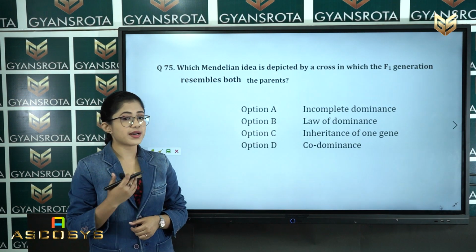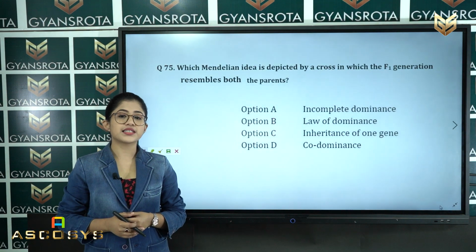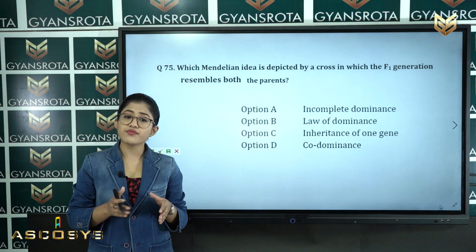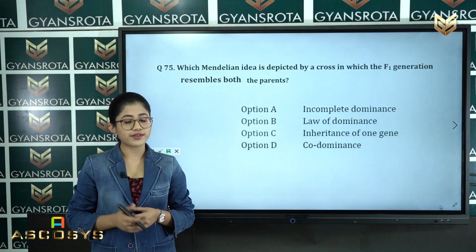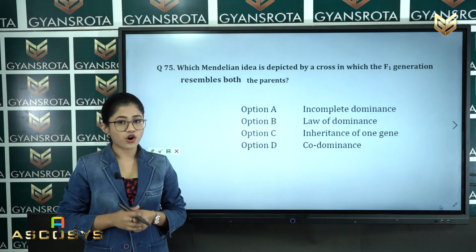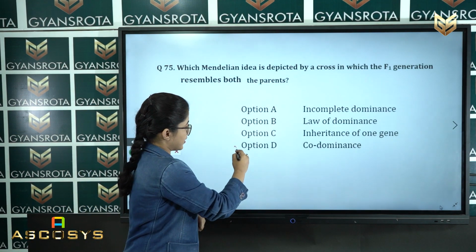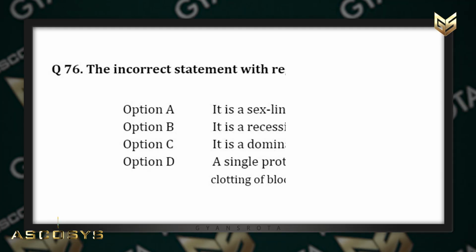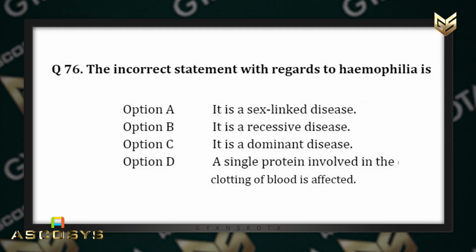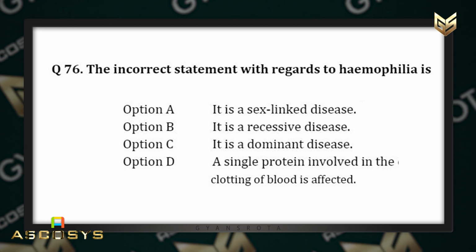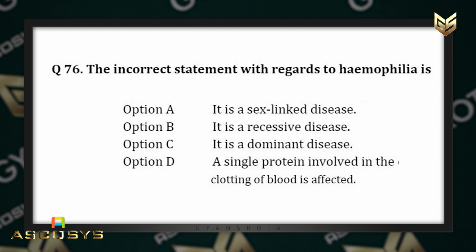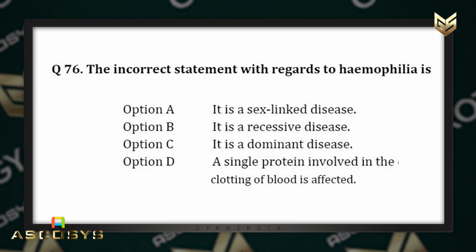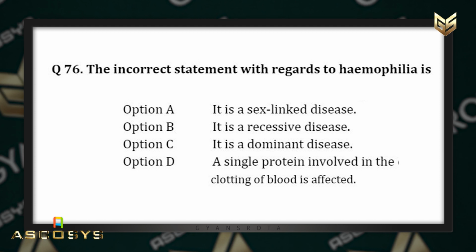Which of the following Mendelian ideas is depicted by a cross in which the F1 generation resembles both the parents? That is option number D, codominance. So, option number D is the correct answer. Question number 76. The incorrect statement with regards to haemophilia is option number A, it is a sex-linked disease.